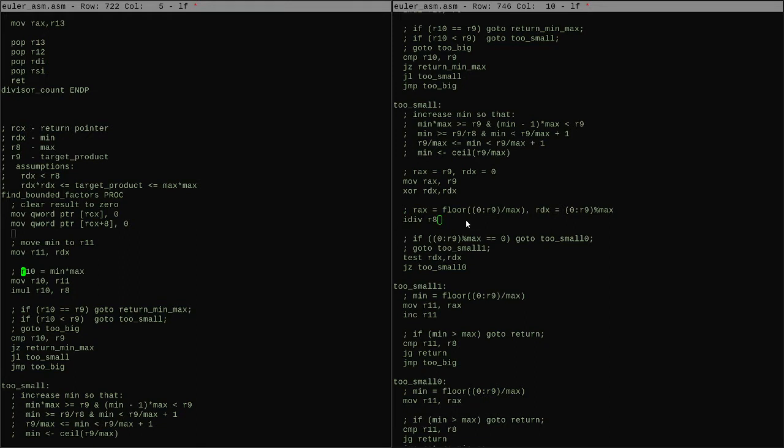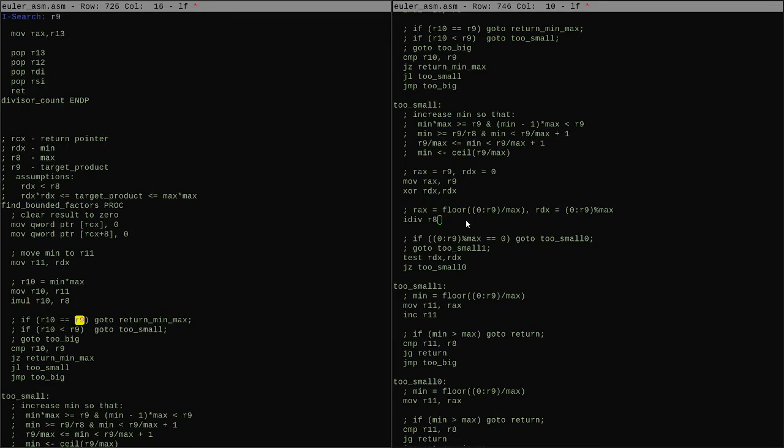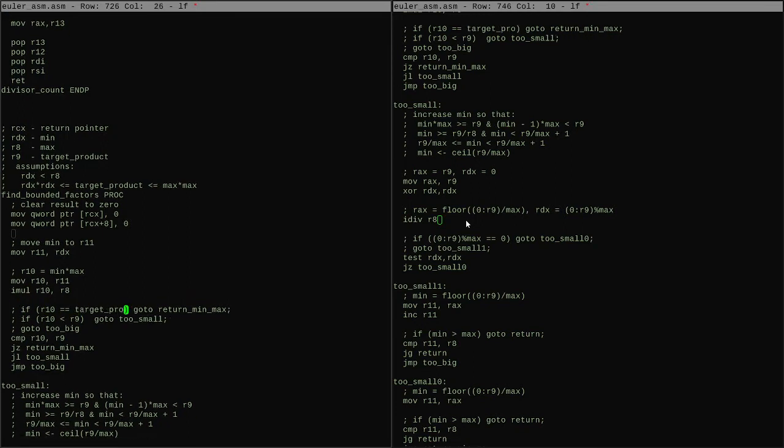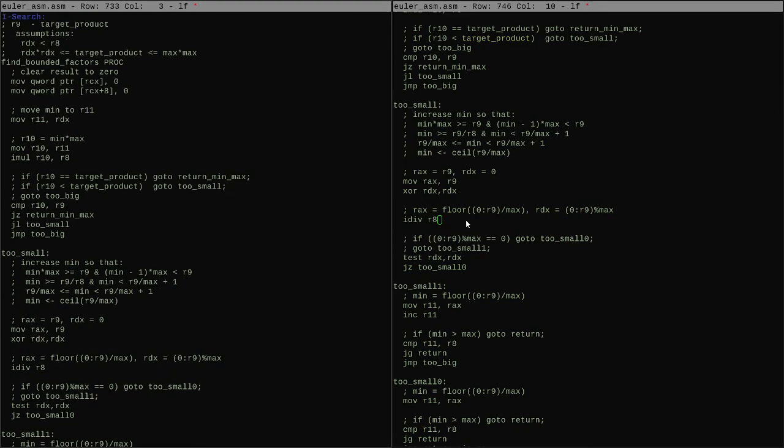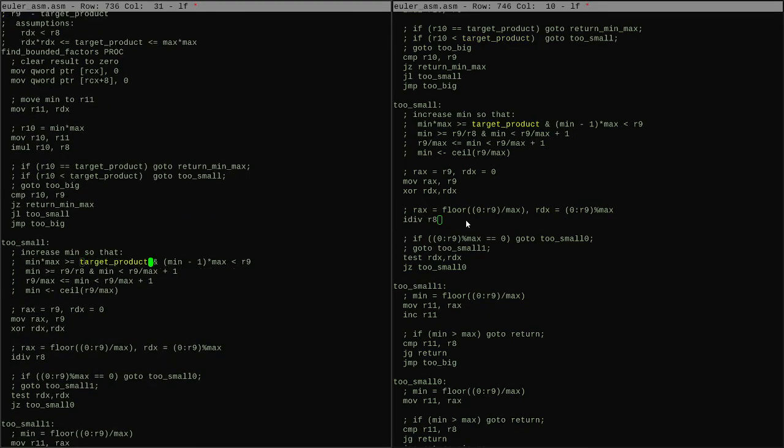So why is R10? What role is it playing? Wait, do I have more here? No, R9 is target product. So let's go look at all the R9s. Target product. R9, target product, target product. This right here is R8, which is max, I think. We just did that, right?